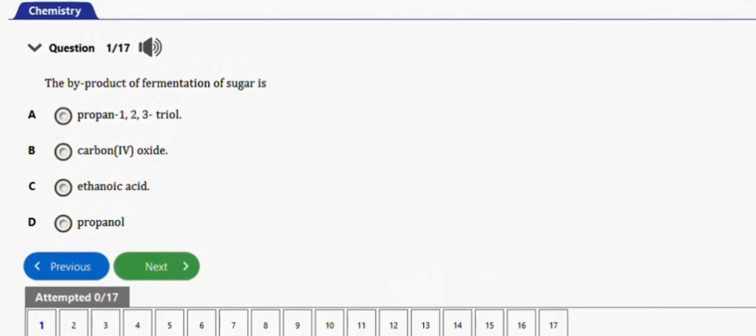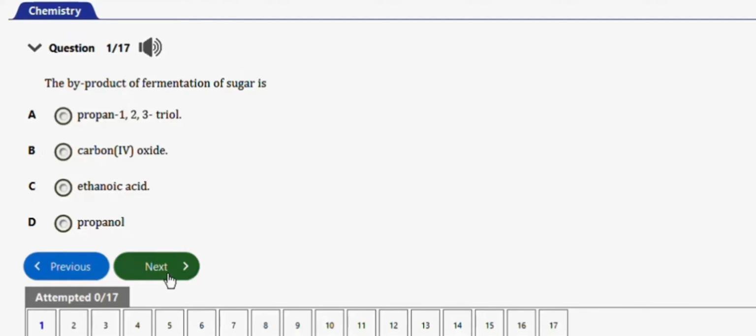In this video, we're going to learn how to solve these chemistry problems under carbohydrates. So guys, we have 17 repeated questions to practice with in this video. Let's get started. The first question says the byproduct of fermentation of sugar is, we have option A, propan-1,2,3-triol, carbon dioxide, ethanoic acid, propanol. The right answer is option B. This is an obvious question, carbon dioxide. That's for this question.